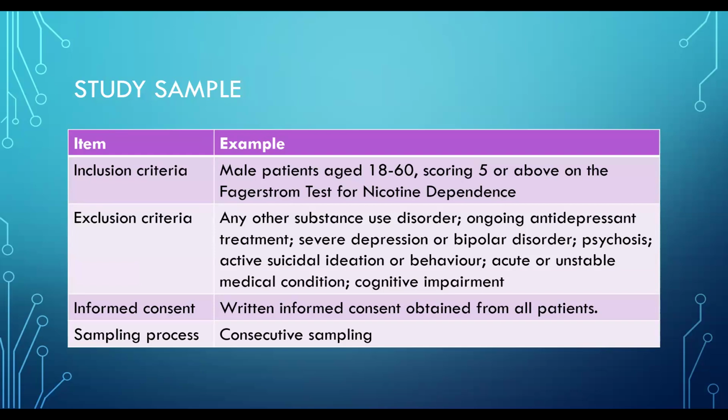Informed consent and the process for it has to be documented. And if you are doing a study where the patient could not provide informed consent, you have to mention from whom it was taken. And the sampling process. In this study, it would have been consecutive sampling. You may have stratified random sampling or convenient sampling or other methods. You have to mention that.